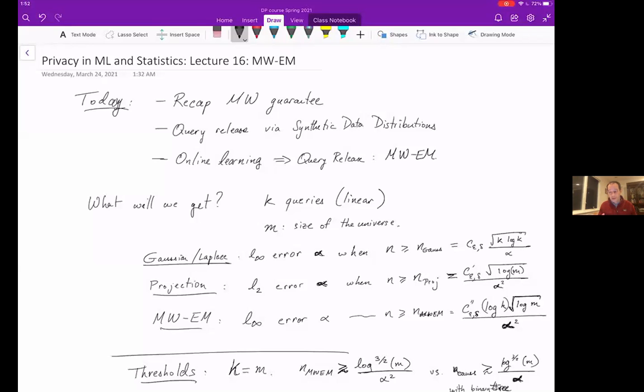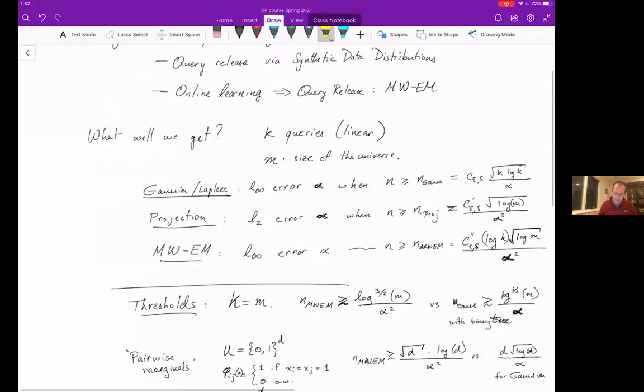Welcome to part 2 of lecture 16. So we're going to start by recapping the multiplicative weights guarantee and reformulating it a little bit.